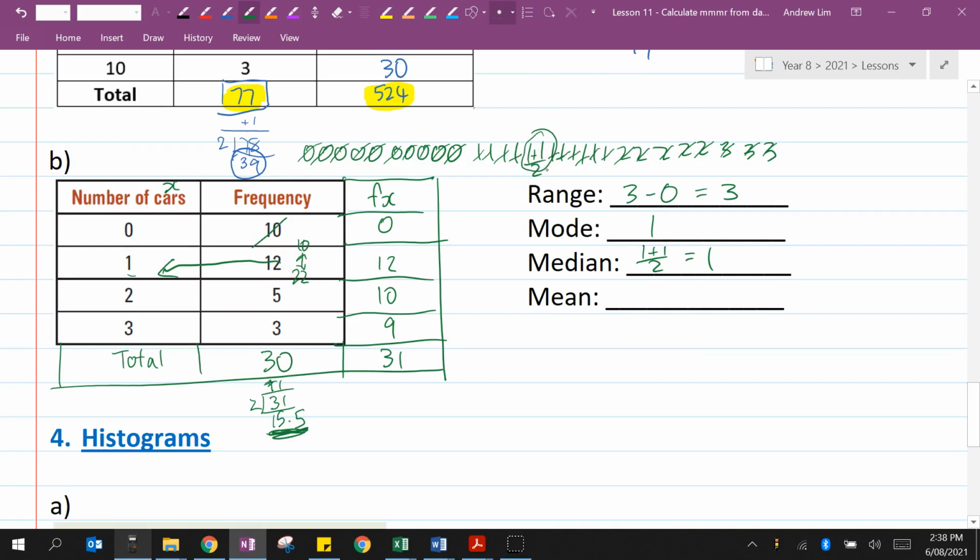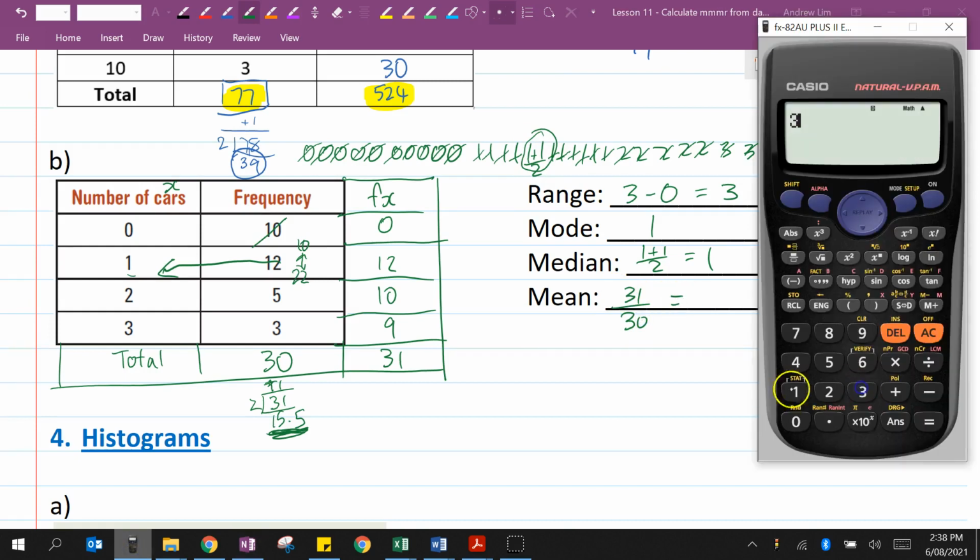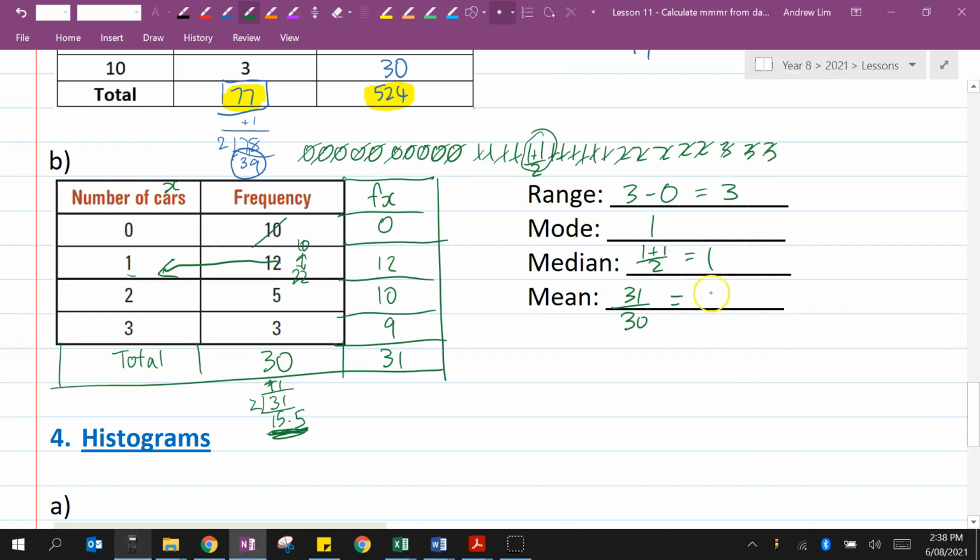Okay, same thing. The mean, 31 divided by 30, is 1.03 recurring. And we can see, because the range, the smallest to the largest, is 0 to 3, the mean is between 0 and 3, as is the median, as is the mode.